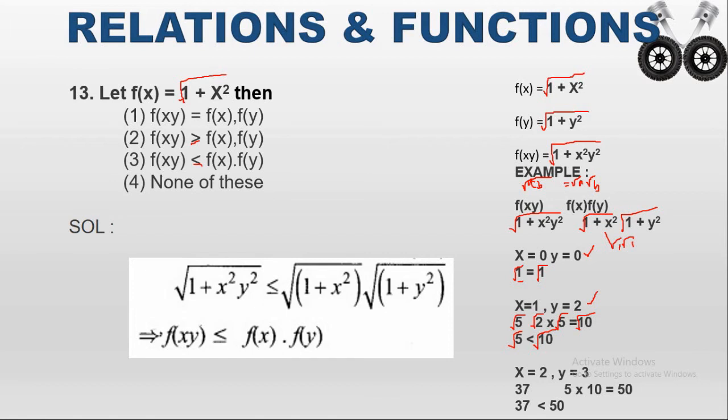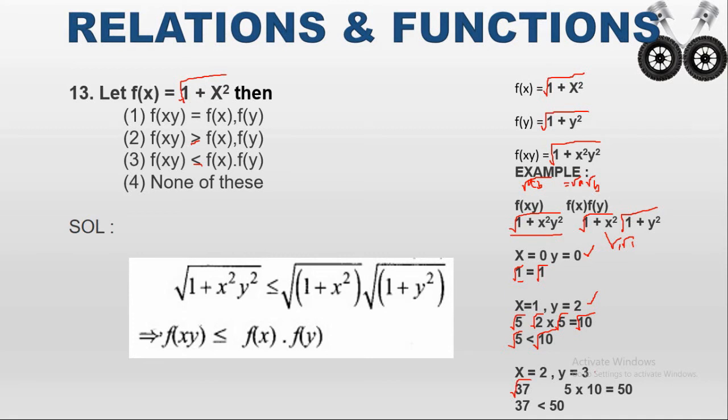Now if I substitute x equal to 2, then y equal to 3. First you have to choose the LHS, that is 1 plus x square value is 2 square, 2 square is 4, then y square value is 3 square, that is 9, 4 into 9 is 36, 36 plus 1 is 37. So the LHS value is square root of 37.